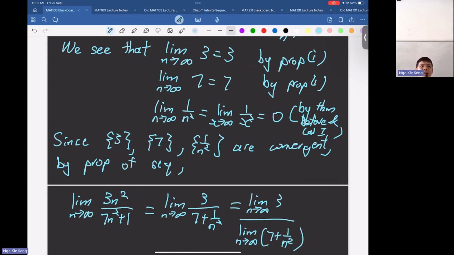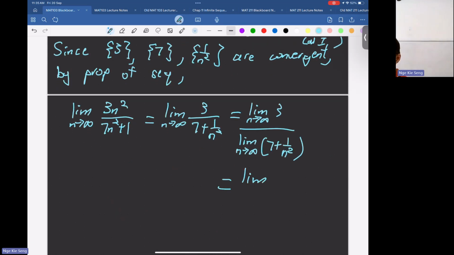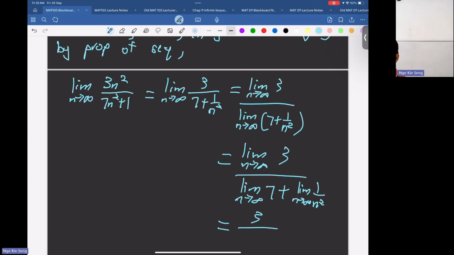Can I write it like this or not? When can I write it like this? Still remember? If this number here is not 0. But do you know that this number is not 0 or not? Because we know that 1 over n squared converges to 0, and this one converges to 7. So if you add them together, they converge to 7. So I can write this. So after that, the whole number is just 3 over 7 plus 0, which is 3 over 7.